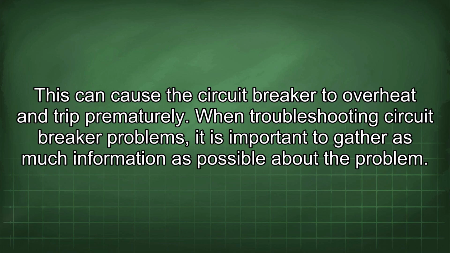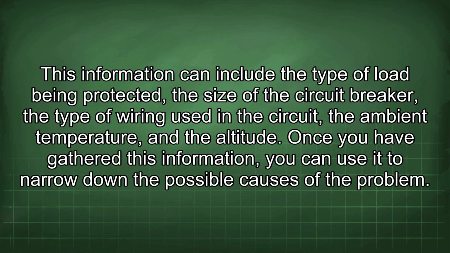When troubleshooting circuit breaker problems, it is important to gather as much information as possible about the problem. This information can include the type of load being protected, the size of the circuit breaker, the type of wiring used in the circuit, the ambient temperature, and the altitude. Once you have gathered this information, you can use it to narrow down the possible causes of the problem.